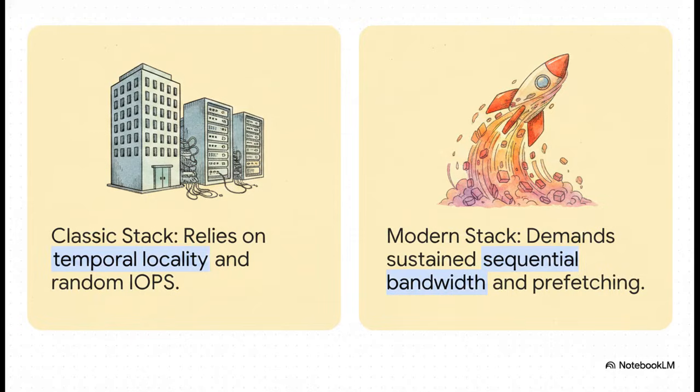But the modern AI stack, it absolutely shatters that assumption. AI demands sustained sequential bandwidth and aggressive deterministic prefetching. Because training datasets use these massive, totally randomized shuffle windows, traditional caches are just completely defeated. You absolutely positively need storage that can deliver continuous, high-throughput sequential reads, no exceptions.